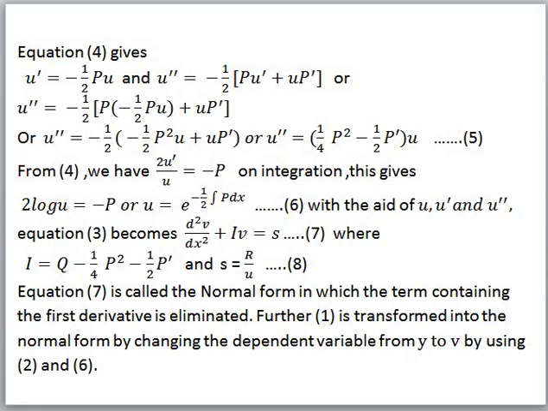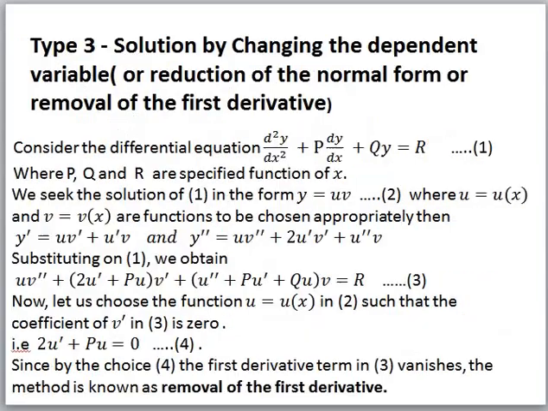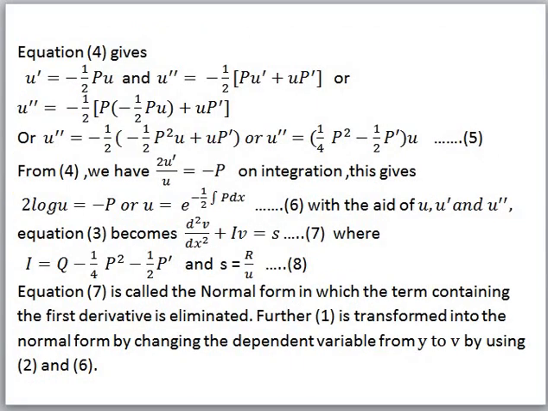With the aid of u, u dash and u double dash, equation 3 becomes d square v divided by dx square plus I into v is equal to s. Equation 7, where I is equal to q minus 1 by 4 p square minus 1 by 2 p dash, and s is equal to r divided by u. We call it equation 8. Equation 7 is called the normal form, in which the term containing the first derivative is eliminated.